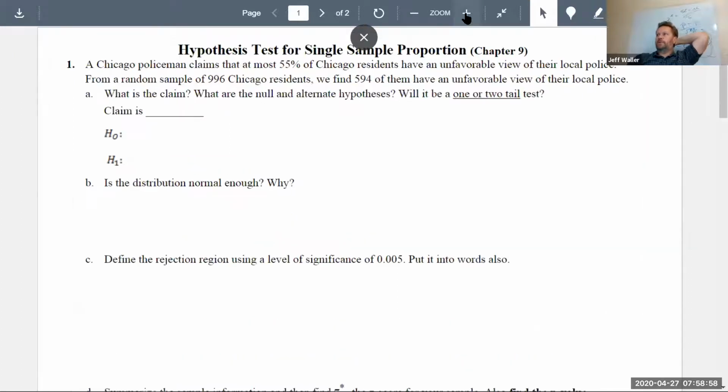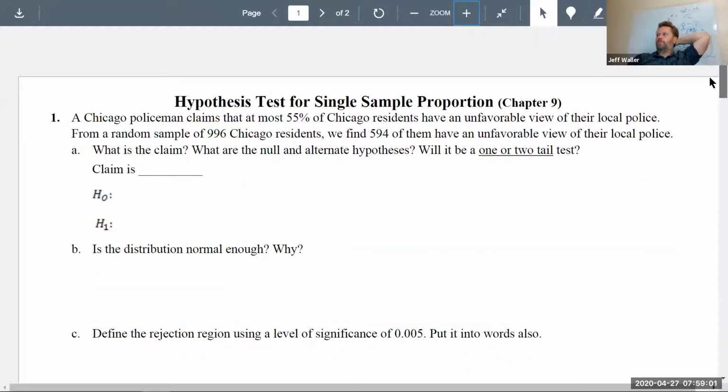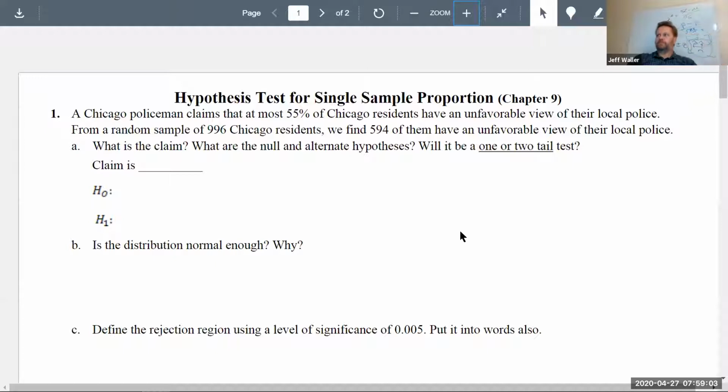Let me zoom in a little bit. Wow. I mean, this one's really nice. I just straight out said the word claim. I mean, my God, don't get used to that.